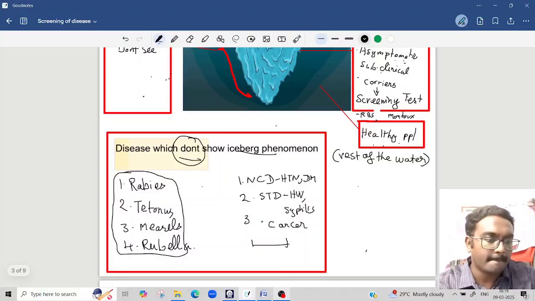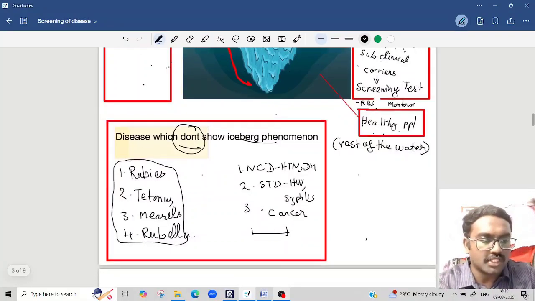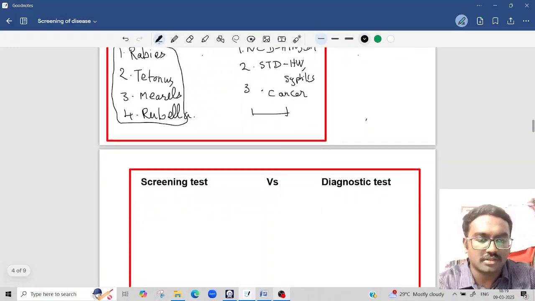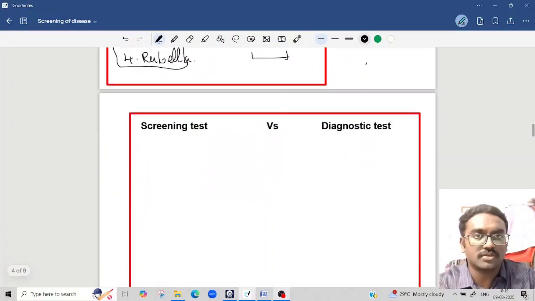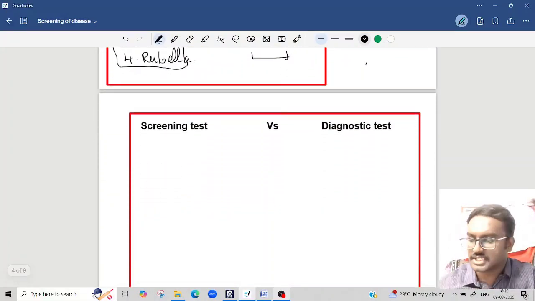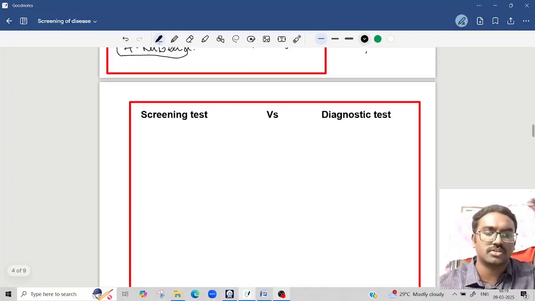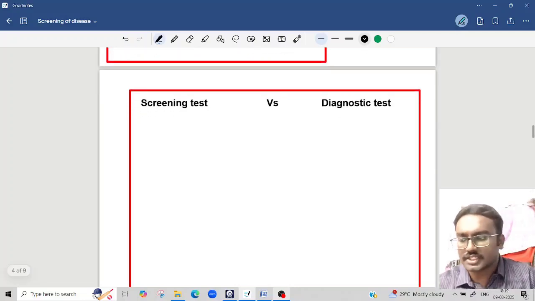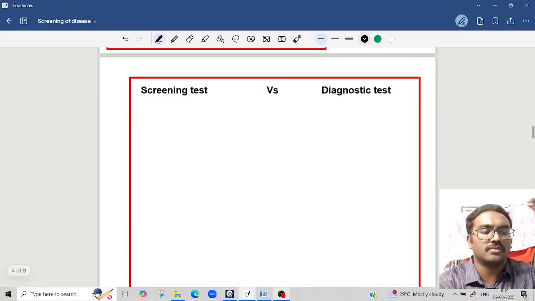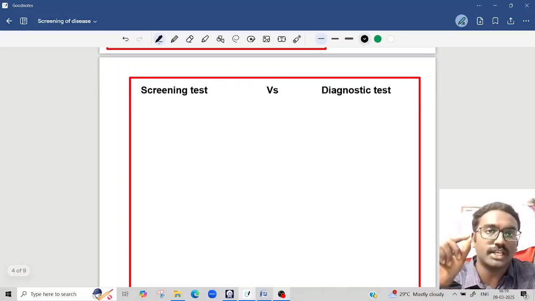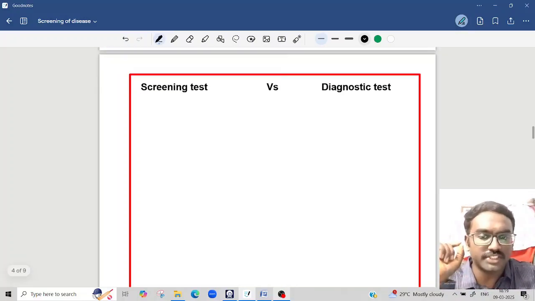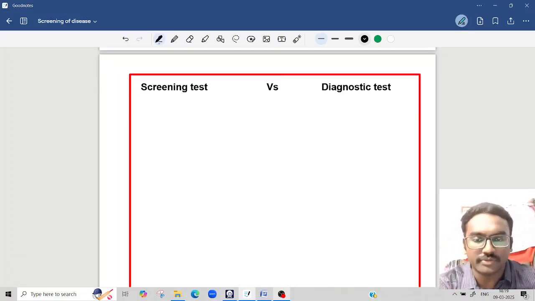So the next concept: we have seen two tests. One is the screening test and another is the diagnostic test. What are the differentiating points? One important NEET question has come from this differentiation. We will see the NEET question afterwards. First, we'll go for the description.